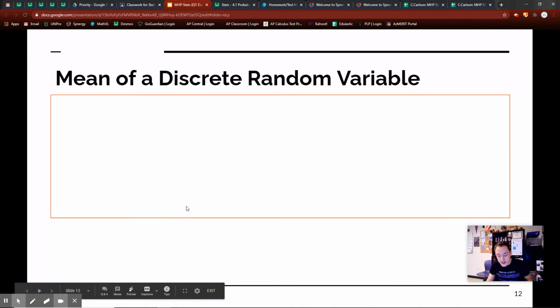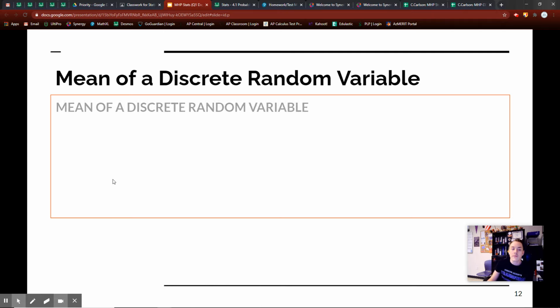Awesome. We're going to town here. We have just a little bit left, and then we're going to get to Desmos. Awesome. So, mean of a discrete random variable. What does this mean?